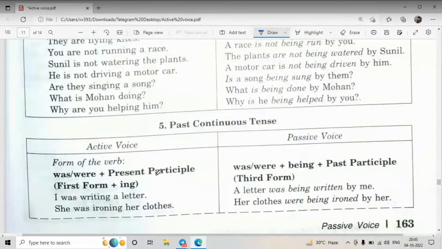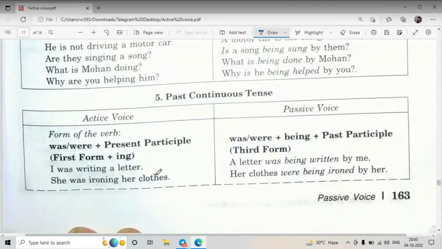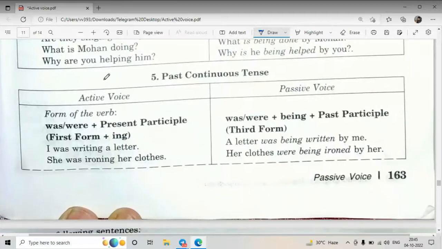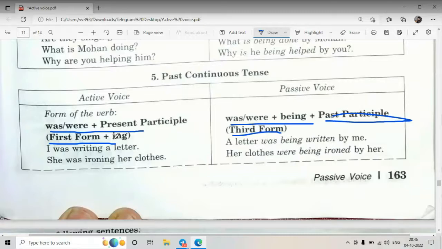That's great. Okay, now we are moving forward to the next, that is past continuous tense. Its active voice formation will be was/were plus present participle. Present participle means first form plus ing. So was/were plus verb's first form plus ing, and its passive voice formation will be was/were plus being plus past participle. That means verb's third form. Like the example: I was writing a letter, and the passive voice will be a letter was being written by me.